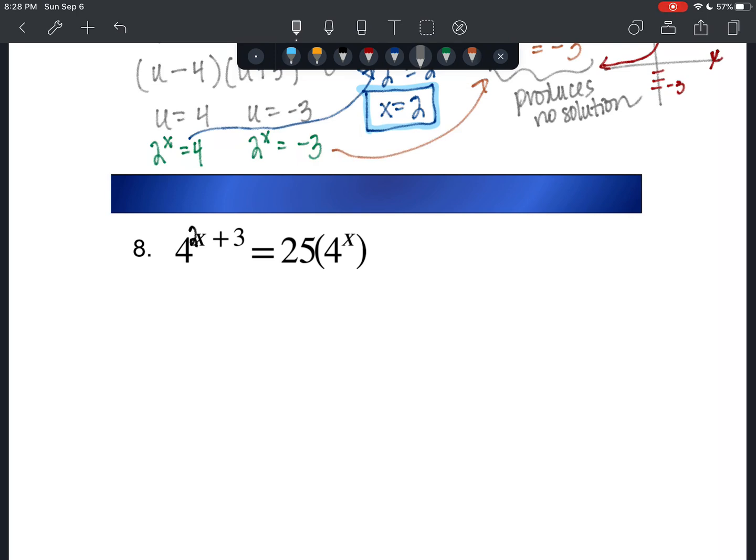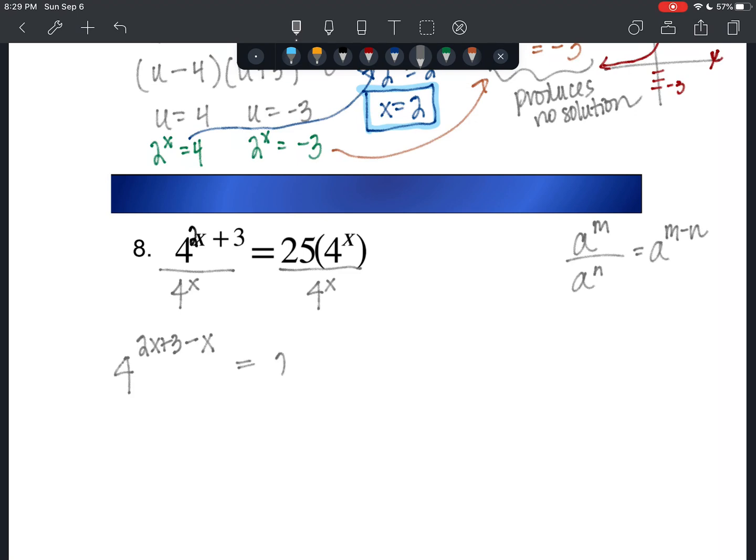Well, what if we divided both sides by 4 to the x? Could that do anything for us? Well, remember our quotient rule. If we have a to the m over a to the n, you keep the base and subtract the exponents. So that's going to get us somewhere. We're going to keep the base of 4, and we're going to have 2x plus 3 in the numerator minus x.